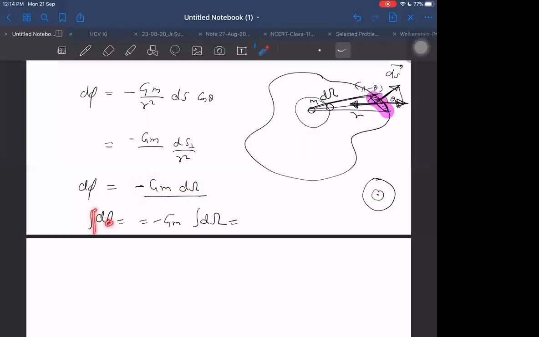Then I integrated the flux throughout the total surface area. If I integrate it throughout the total surface area, what will be the total solid angle subtended at this point mass m? It will become minus G into m into total Ω. Total Ω will be 4π. So total flux will come out to be minus 4πGm.